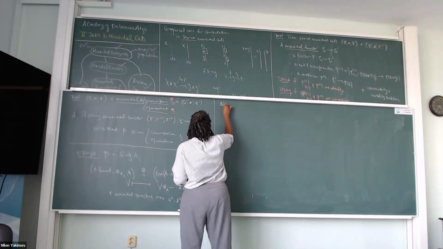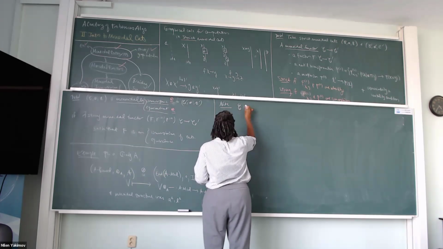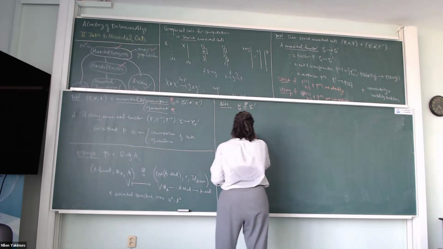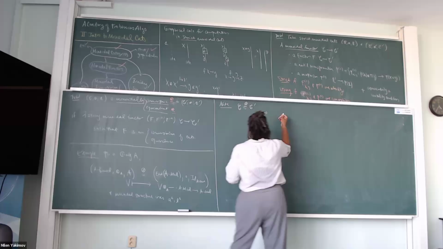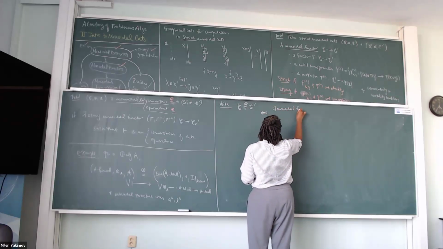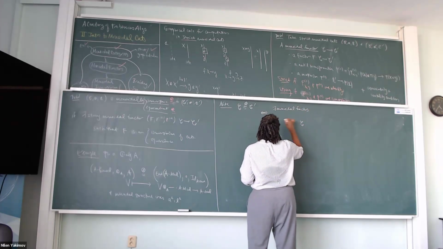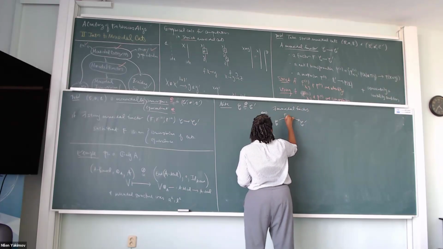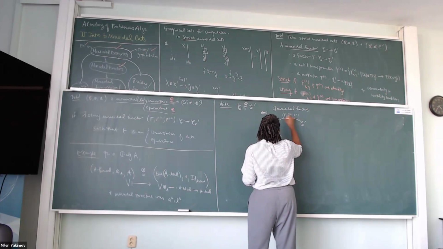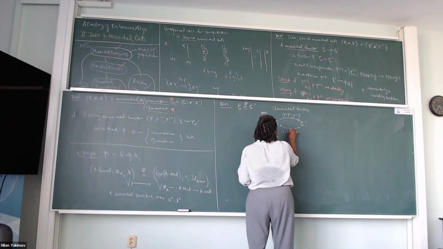Note, two monoidal categories are isomorphic if and only if there exist some monoidal functors going from C to C prime, let's say given by F, and going from C prime to C, let's say given by G.